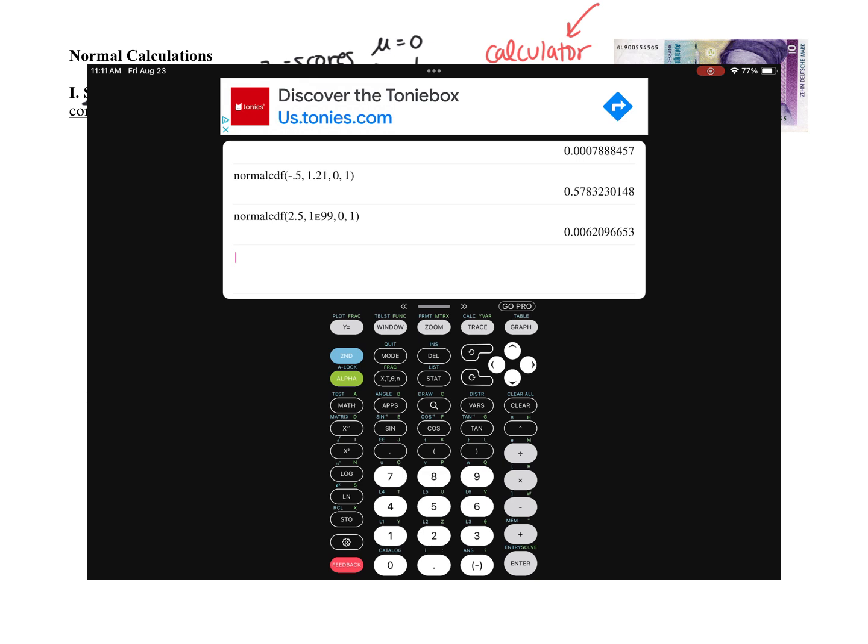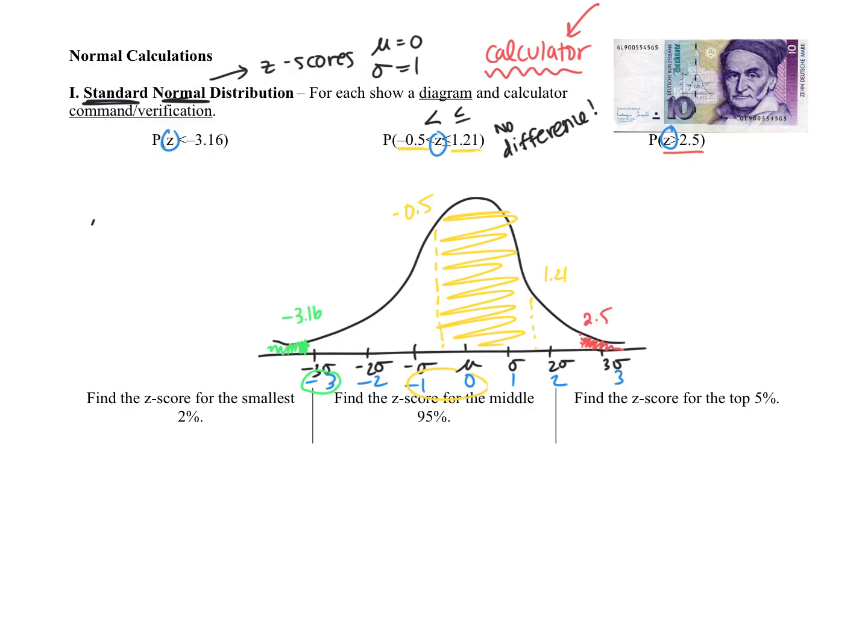Okay, that was a lot on the calculator. If you need to rewind and go back through those 2 minutes, please do so. There will be some more calculator work coming up where we can practice this some more. Okay, so recording our answers real quick. For the first one, we got about 0.0008. For the second one, we got about 0.58. And for the last one, we got about 0.0062.